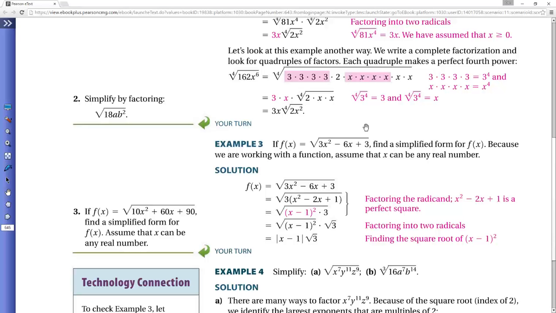Example 3, now we have a function. And like that note said at the beginning of this section, at these examples, if we do not have a function, let's just forget the absolute value thing for even roots. Well, here it comes back, because we do have a function. f of x equals the square root of 3x squared minus 3x plus 3. And find the simplified form for f of x, because we're working with a function. Assume that x can be any real number.